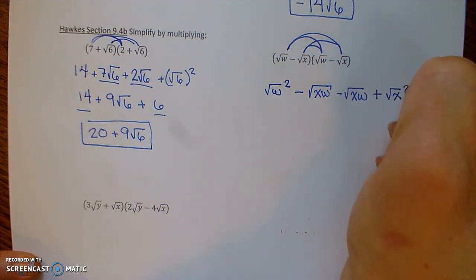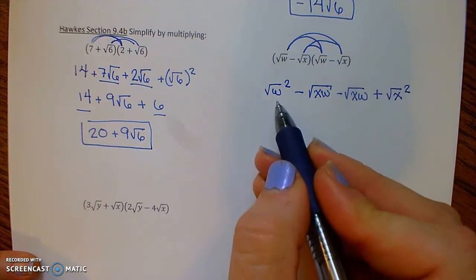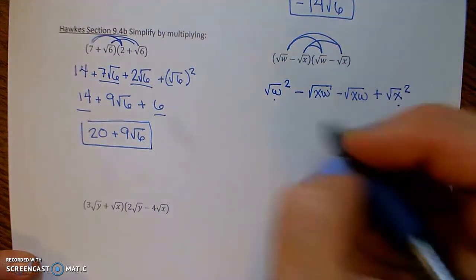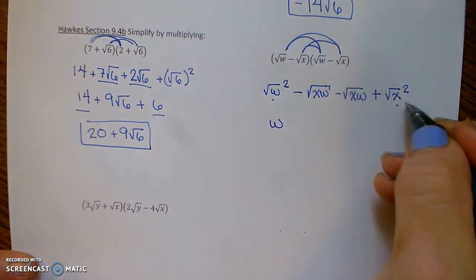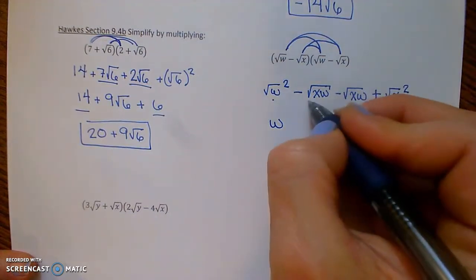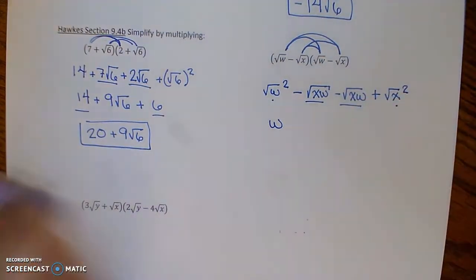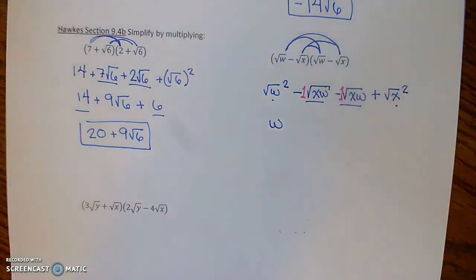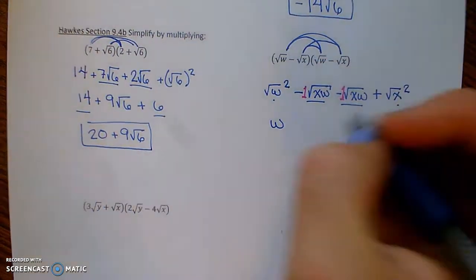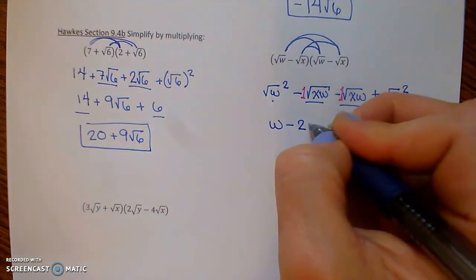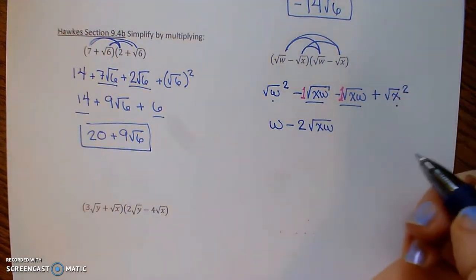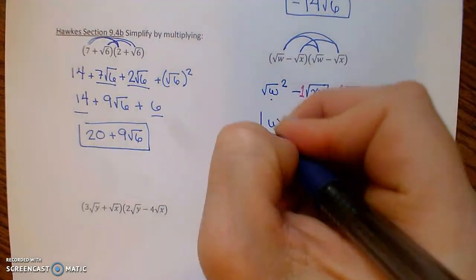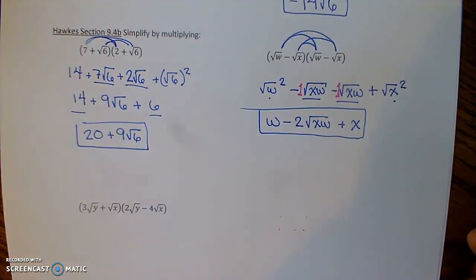And then negative square root of x times negative square root of x will be a positive, so plus square root of x squared. Notice that the square root and the square undo each other, so this will just be w and this will just be x. I'll get to that in a moment. These two terms are like terms. Remember, if you don't see the coefficient out front, it's an understood 1. So I've got negative 1 plus negative 1, which is negative 2. So I've got minus 2 square root of xw. And then plus square root of x squared is x.